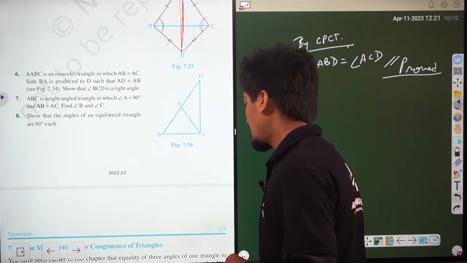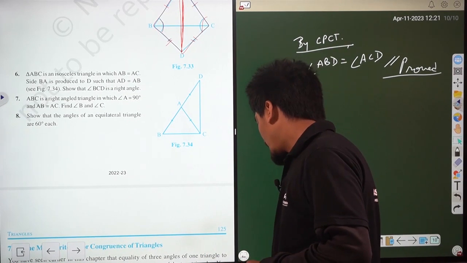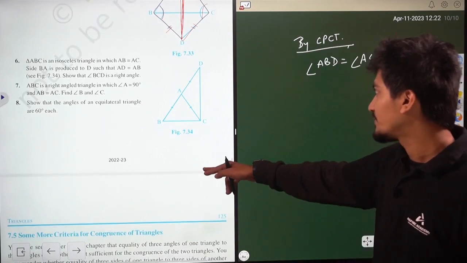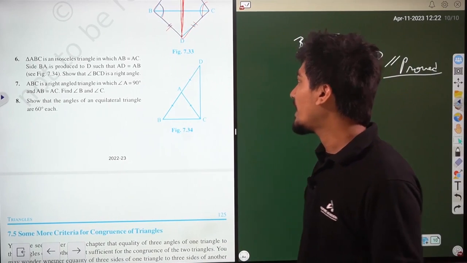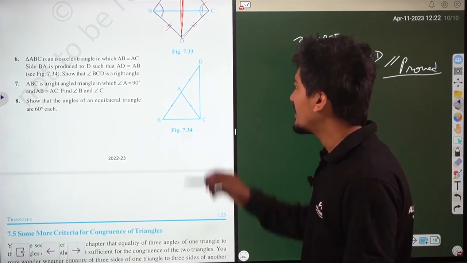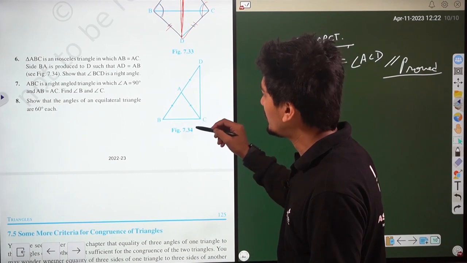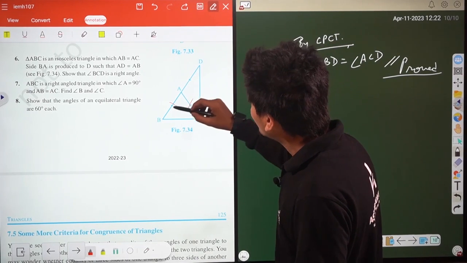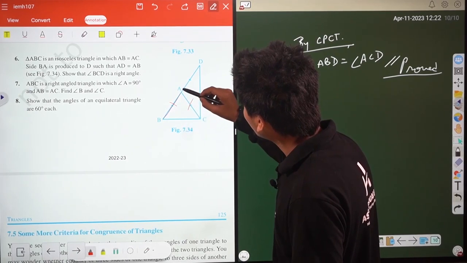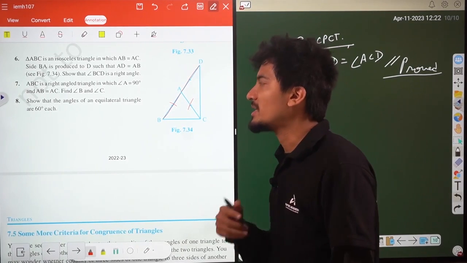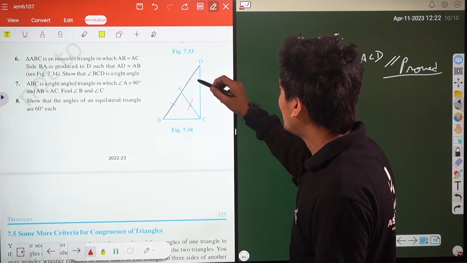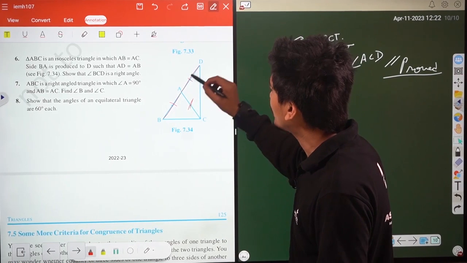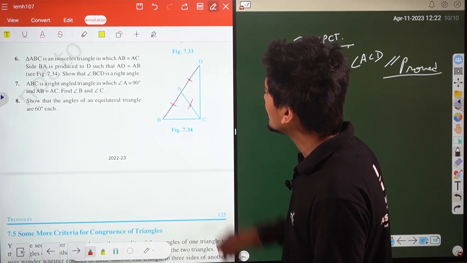Now, moving on to the next question, question number 6. Here it is given that ABC is an isosceles triangle in which AB is equal to AC. The figure is already given here. These two sides are equal. Now, side BA is produced to the point D, that means it is extended such that AB is equal to AD. This side is equal to this side.